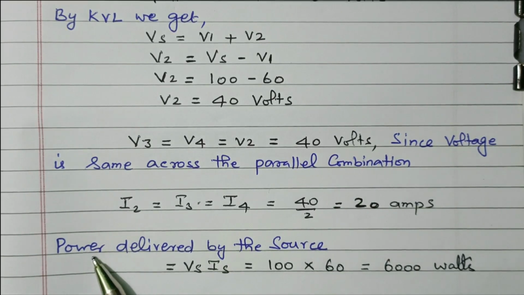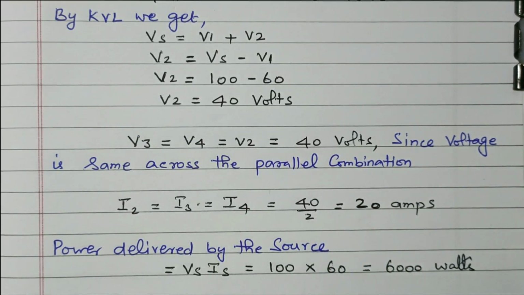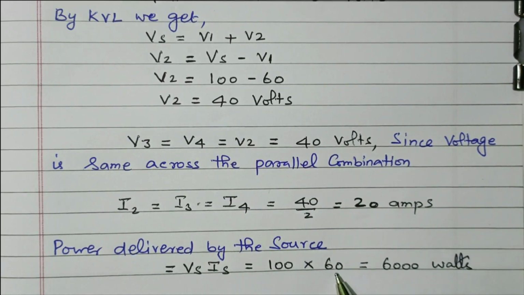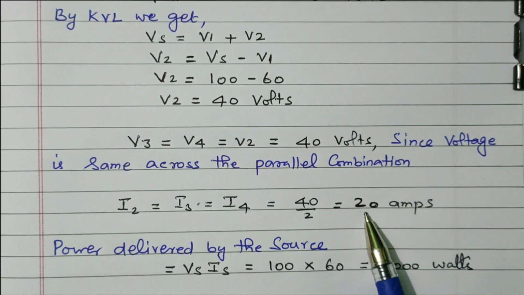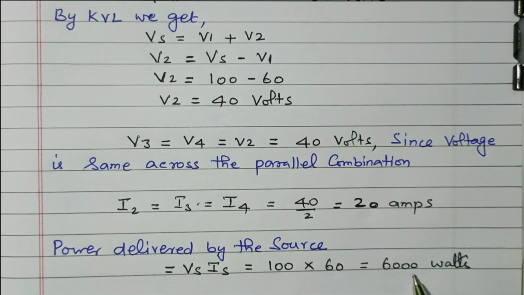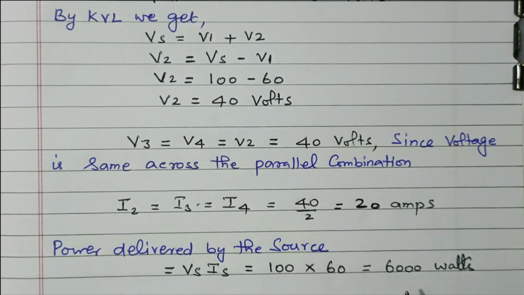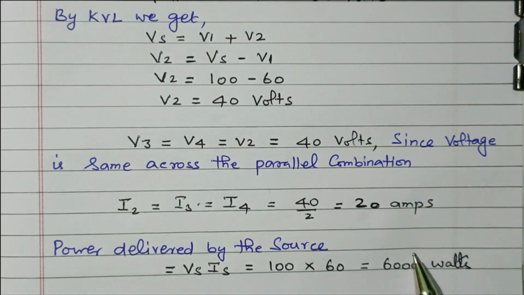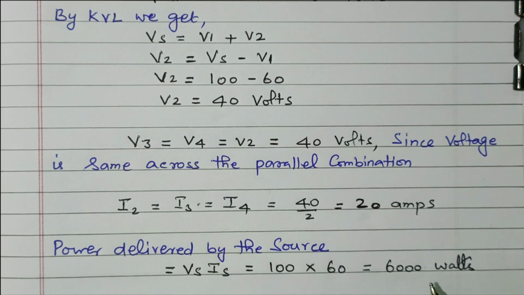So now we can find the power delivered by the source. Vs times Is. Vs is 100 volts. Is we calculated is 60 ampere. That 60 ampere is divided into 20 ampere in 3 resistors. So it is 6000 watts. Power delivered by the source is 6000 watts. Now we need to verify that the power absorbed by each and every resistor totals 6000. That is Tellegen's theorem. Power delivered equal to power absorbed. So the net power is 0 in any network. The sum of power in any network is 0.